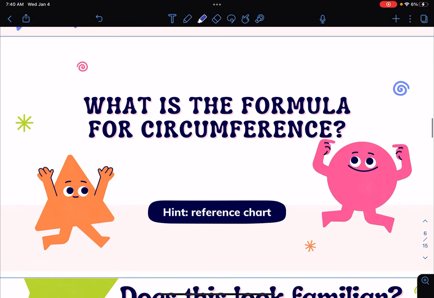So what is the formula for circumference? Sorry, guys. So hint, you have a reference chart. So where do you think you're going to find this formula? You have a hint. Okay. So go ahead and look at your reference chart and find the formula on there.